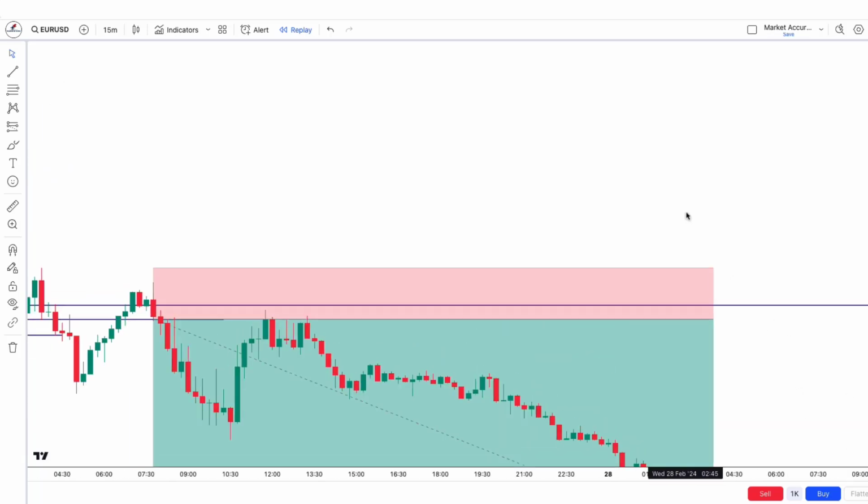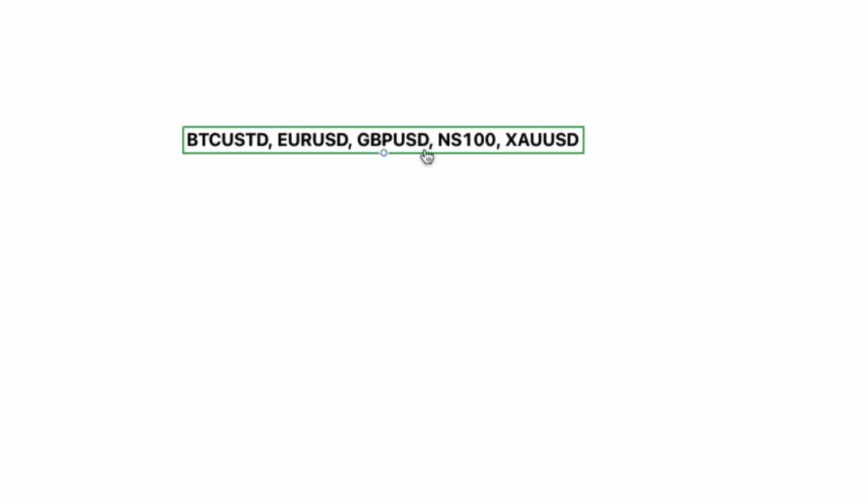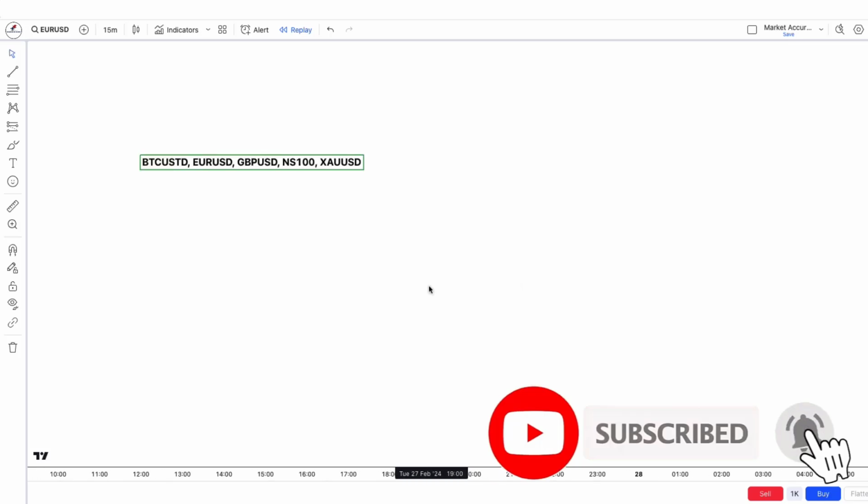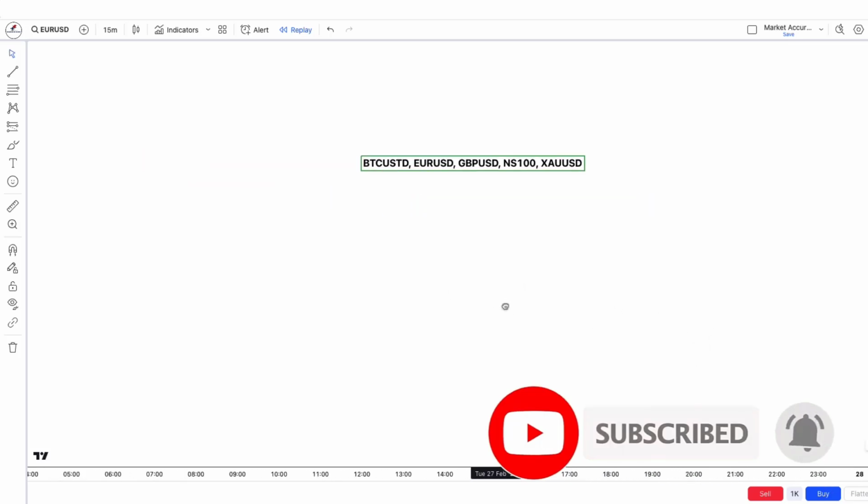Talking about the pairs, I really want you to trade only BTC USDT, EUR USD, GBP USD, NAS 100, and gold. All right? This is all you want to be trading with this model. Please do not trade anything else, otherwise you will get wrecked.